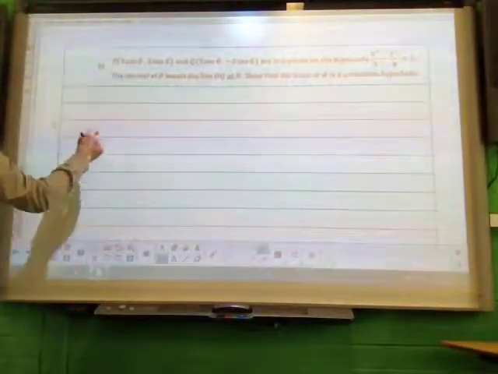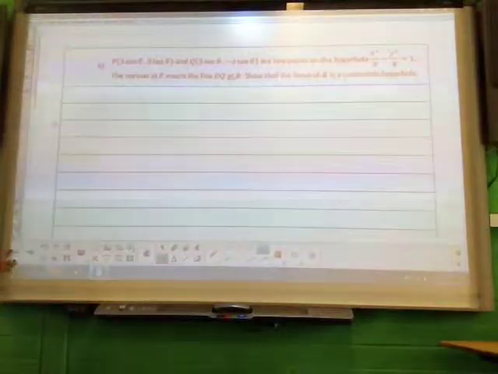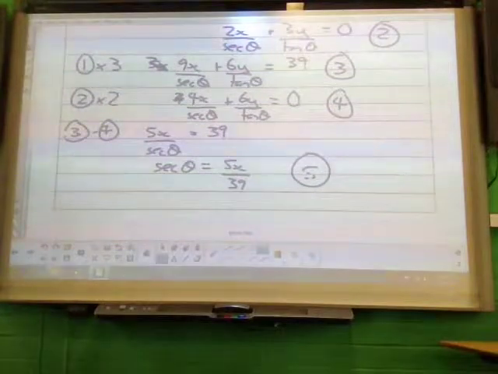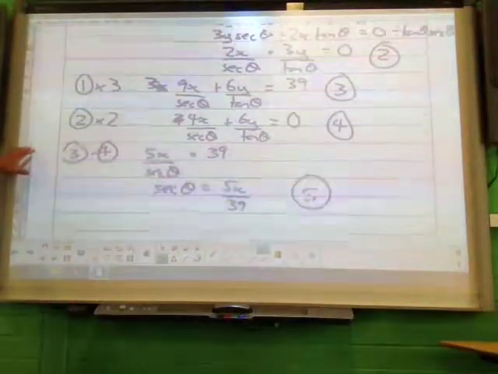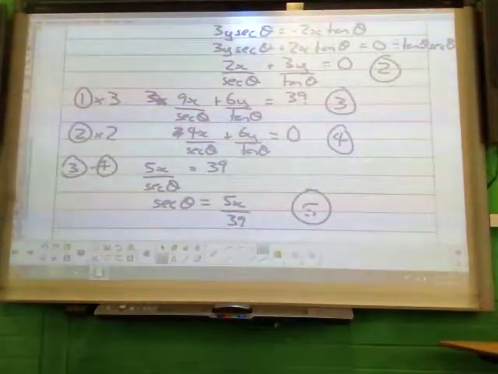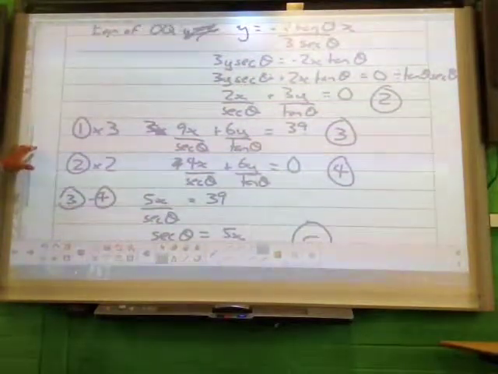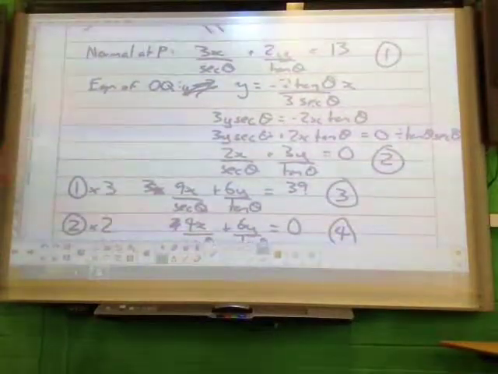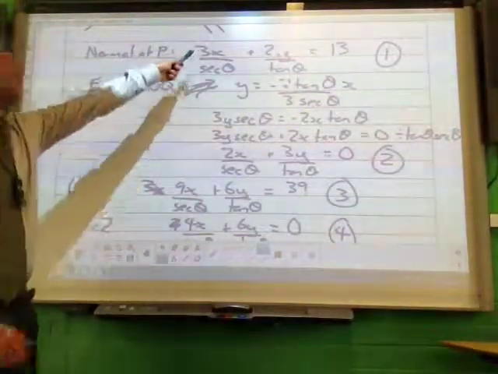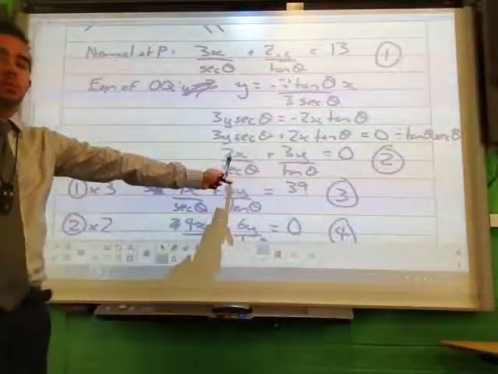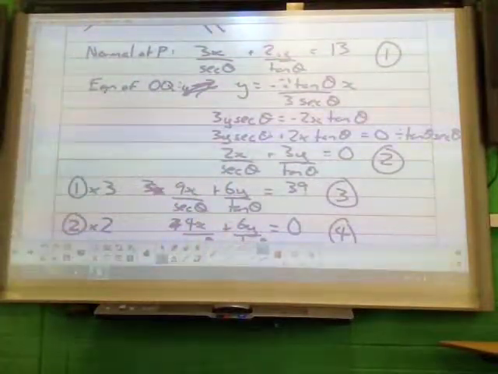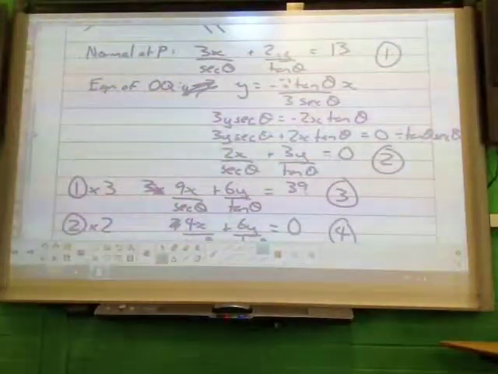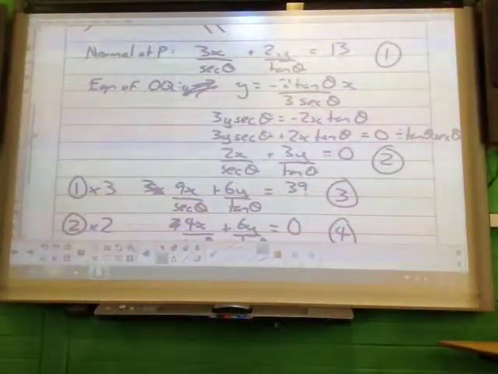Right, so from the last one we had sec theta is 5x on 39. So now what we need to do is do the same sort of approach for the x variable. So we're going to eliminate that from 1 and 2. Again, I've got 3x and 2x. If I change them both to 6x by making an appropriate multiplication, I'll then be able to take away that, and then have an equation just with tan theta and a constant number and y.